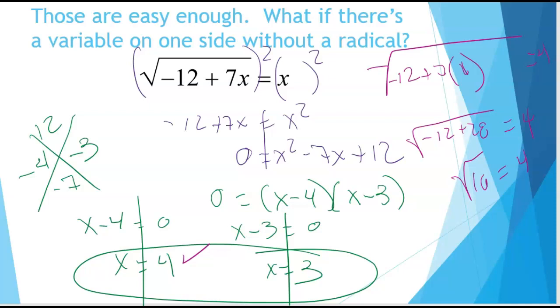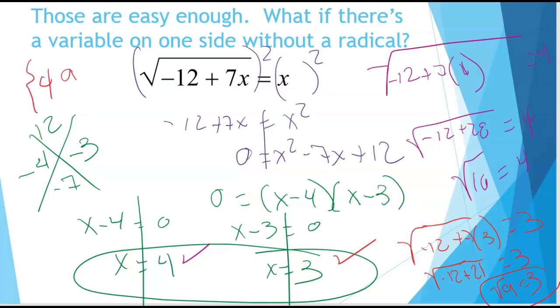Okay, let's try the 3. Square root of negative 12 plus 7 times 3 equals 3. Okay, so now we got the square root of negative 12 plus 21 equals 3. What's 21 minus 12? Square root of 9 equals 3. Is that true? Yep. So 3 works as well. So there are 2 solutions to this. 4 and 3. Does that make sense?